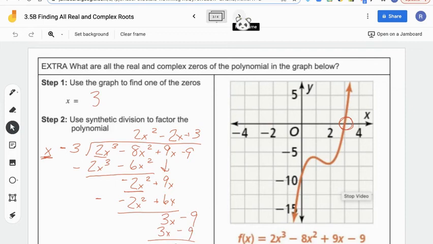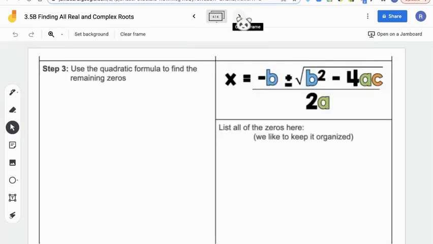Remember that we want to get a remainder of 0 because we know this is a root, right? We see it in the graph that it's a root. And so what we can do is rewrite these two things, which are going to equal exactly the same. We've just factored one. So one will be x minus 3 times 2x squared minus 2x plus 3. Those are the same equations. One is just factored.